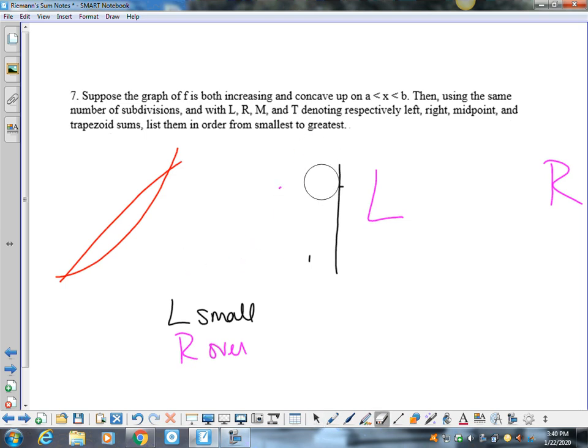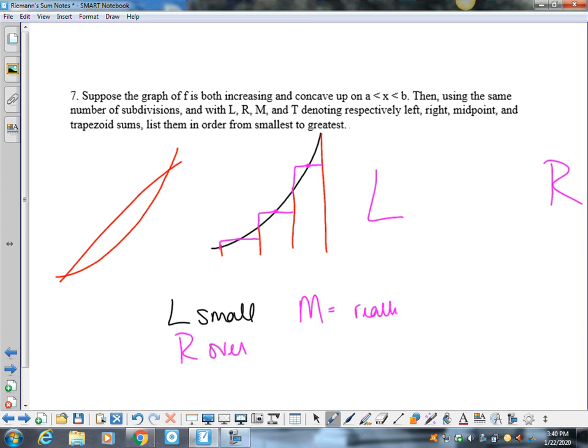Okay, so let me erase so we have a clean graph. There we go. Midpoint. Midpoint looks really good. I mean, it's got some overs and unders, but it almost looks like they would cancel each other out. So midpoint, I'm going to say, is really close to what it's supposed to be.